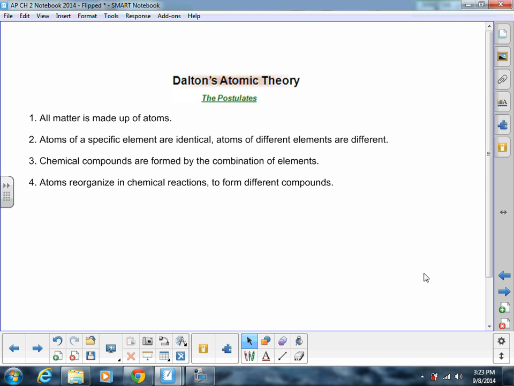So Dalton's atomic theory. Remember, the first modern atomic theory that came along was John Dalton's. This is in the early part of the 1800s. He had four main postulates. I think we broke this up a little more last year, but the postulates were: one, all matter is made up of atoms; two, atoms of a specific element are identical, and atoms of different elements are different; three, chemical compounds are formed by combinations of elements; and four, atoms organize in chemical reactions to form different compounds.